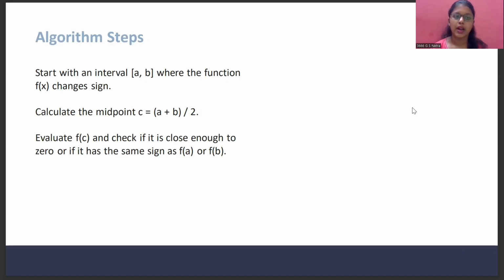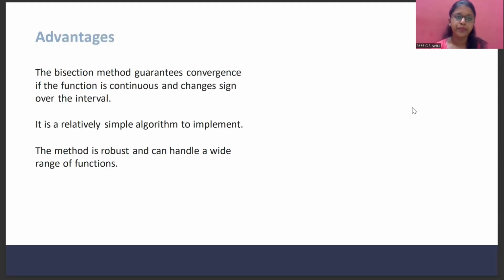Algorithm steps. Step 1: start with an interval [a, b] where the function f(x) changes sign. Step 2: calculate the midpoint, c = (a + b) / 2. Step 3: evaluate f(c) and check if it is close enough to 0 or if it has the same sign as f(a) or f(b).